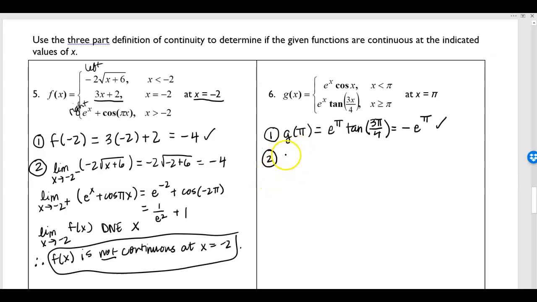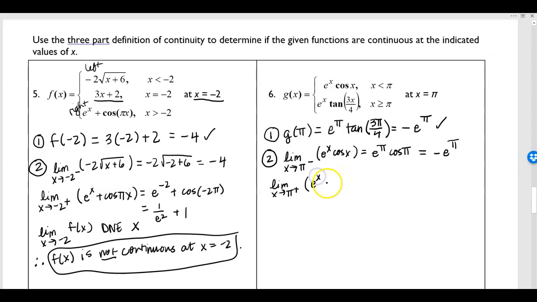Number 2, I'm going to check my limits. Again, it's a piecewise function, so I'm probably going to check my left and my right limits. Limit as x approaches pi from the left is e to the x cosine x. That's my piece to the left of pi. So I have e to the pi cosine pi. And cosine of pi is negative 1, so this is negative e to the pi. Seems good so far. Let's check my right limit.